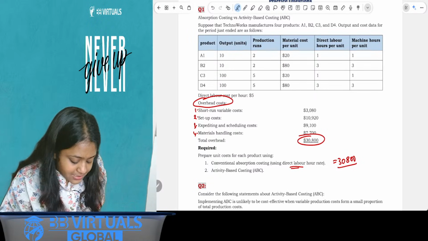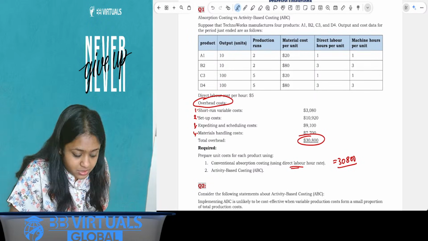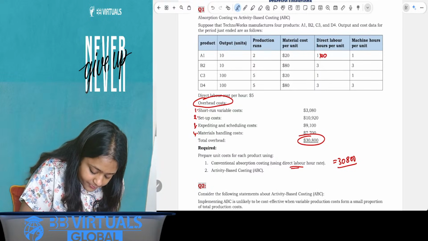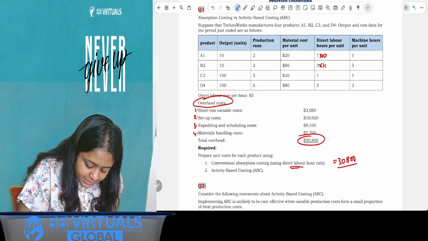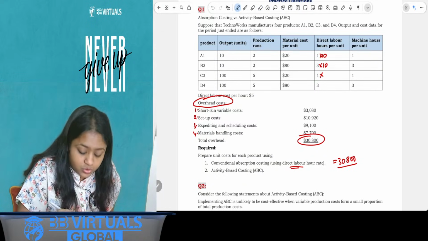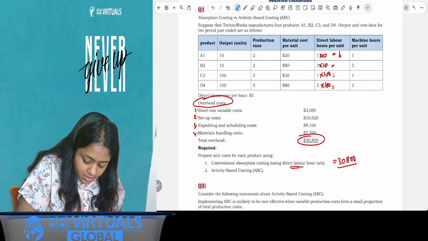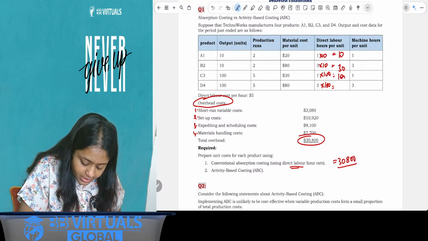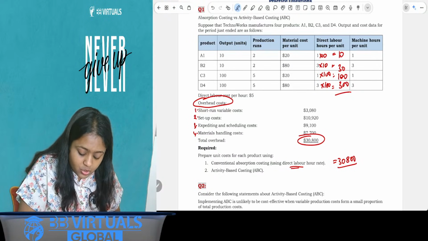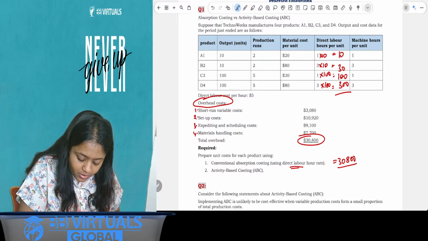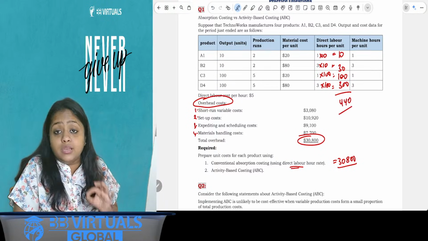So direct labor hours are given to you as 1 per unit. Multiply 1 with 10, multiply 3 with 10, just multiplying it with the number of units to get the total labor hours. Multiply this with 100 and this with 100. How much do you get here? 10, 30, 100 and 300, correct? You added 300, 400, 440 is the total labor hours.